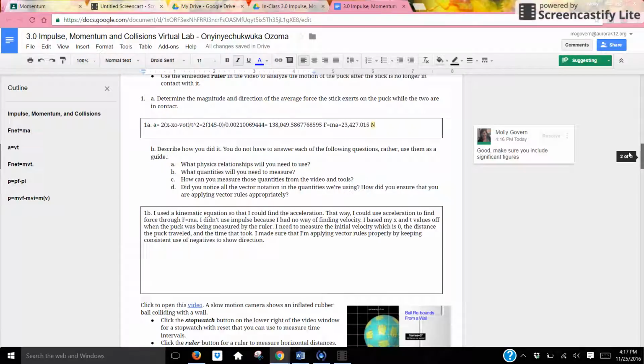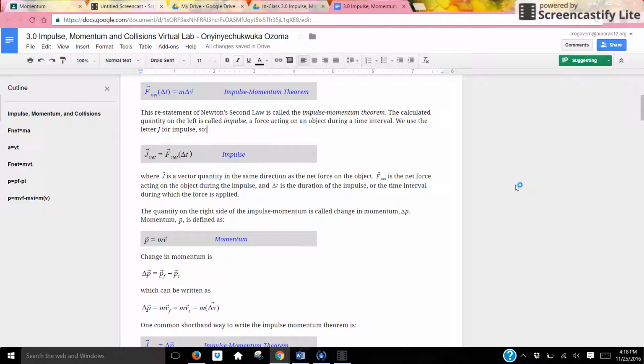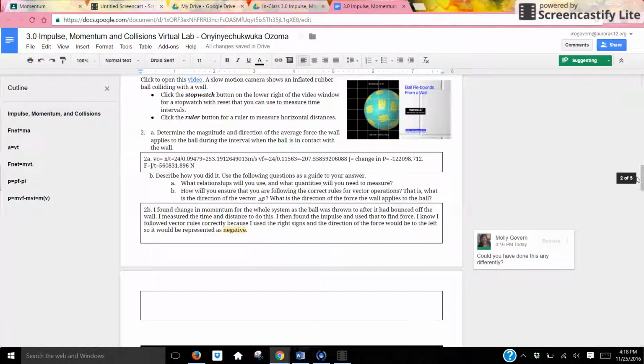And then when I scroll down, you can see that when I give the feedback, I say good, but make sure you include significant figures, because there are way too many numbers in all of these answers for the amount of specificity that they were given in the problem. So that was something that a lot of them struggled with, because they just did it based on a calculator. They didn't want to screw up.